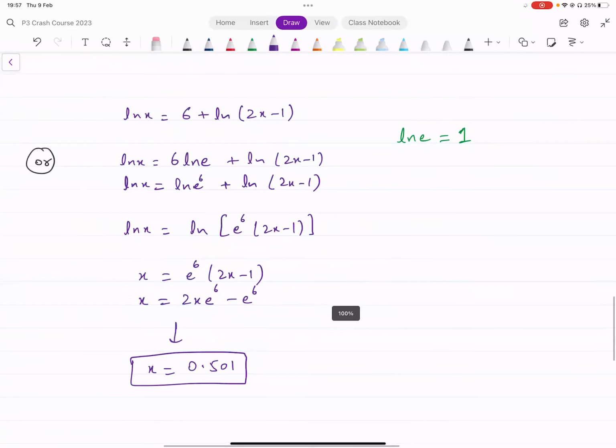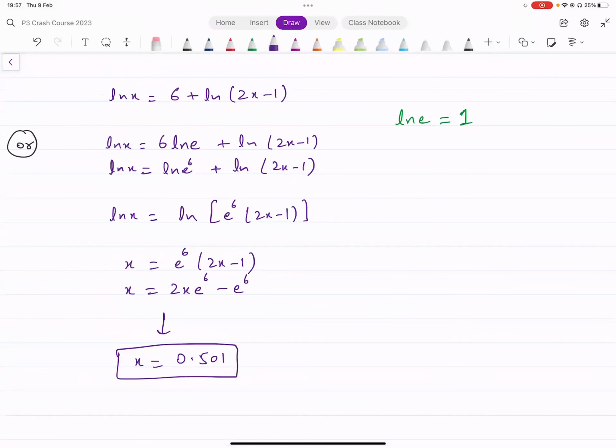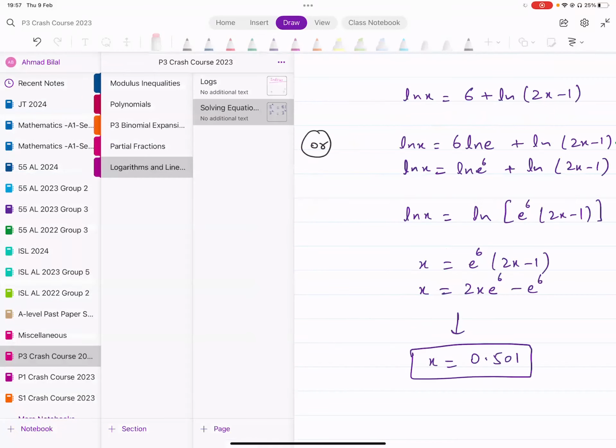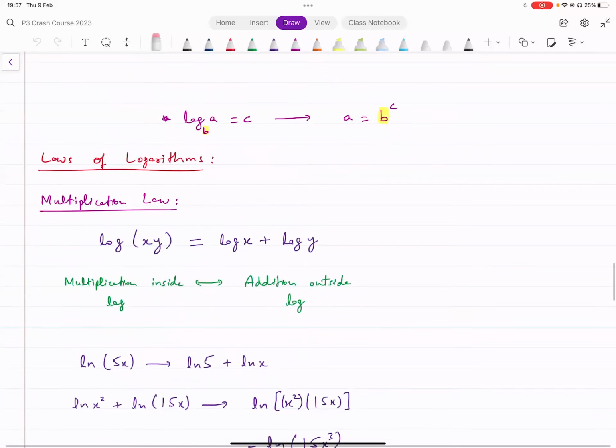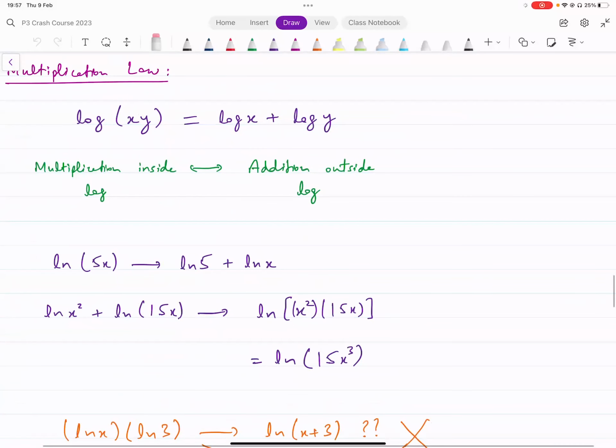You could also do this. By the way, there's a point here that you need to keep in mind, and that is we could not use the multiplication law at this step without taking 6 to the power. Okay, that's an important thing to remember. In order to be able to use multiplication law or the division law, you can't have any number multiplied with these logs. Otherwise you cannot do that.